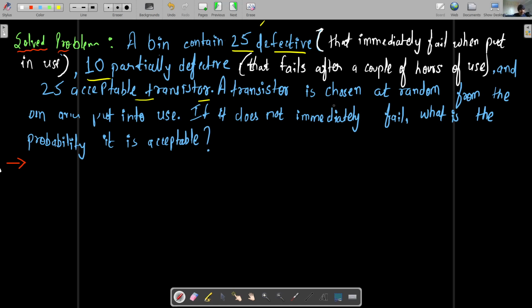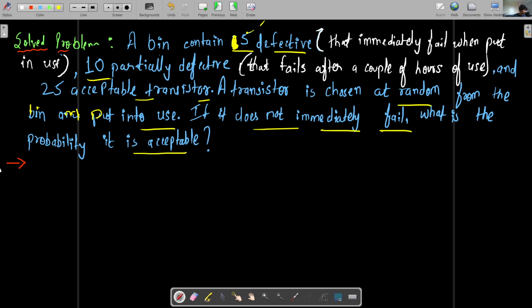So now the question is, a transistor is chosen at random from the bin and put into use. If it doesn't fail immediately, so the condition already satisfied is that it doesn't fail immediately, it means that they are not from, sorry, here it's 5 only, not 25, my bad. So they are not from these 5 defective transistors. If it doesn't immediately fail, then what is the probability that it is acceptable?